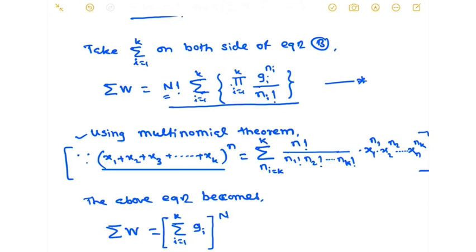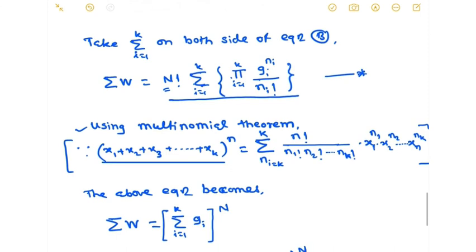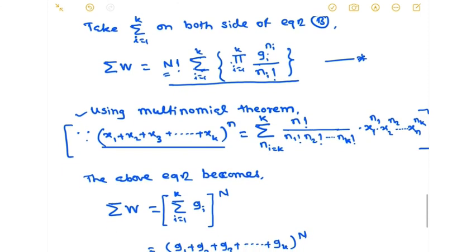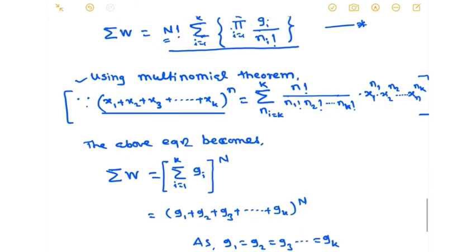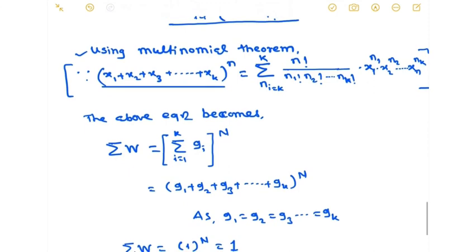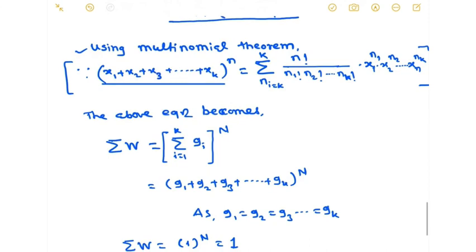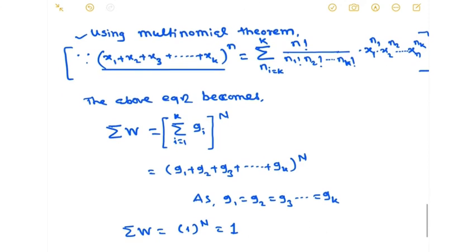Hence the summation of gi means g1 plus g2 plus g3 up to gk, raised to n. We discussed the a priori probability earlier. All probabilities are equally probable, meaning g1 is equal to g2 is equal to g3 up to gk. Hence the bracketed term is equal to 1. We write 1 raised to n, that is equal to 1. Hence the total probability distribution is equal to 1.